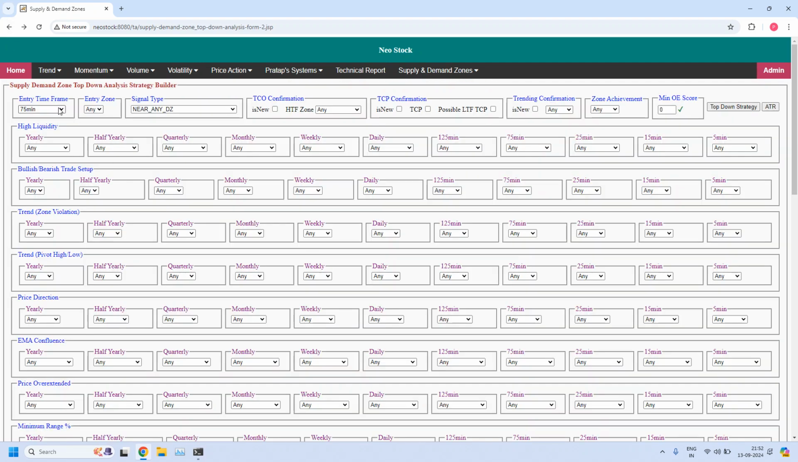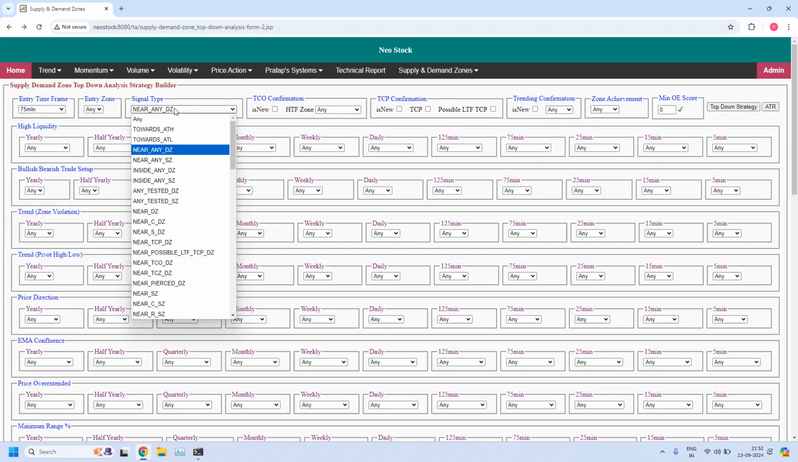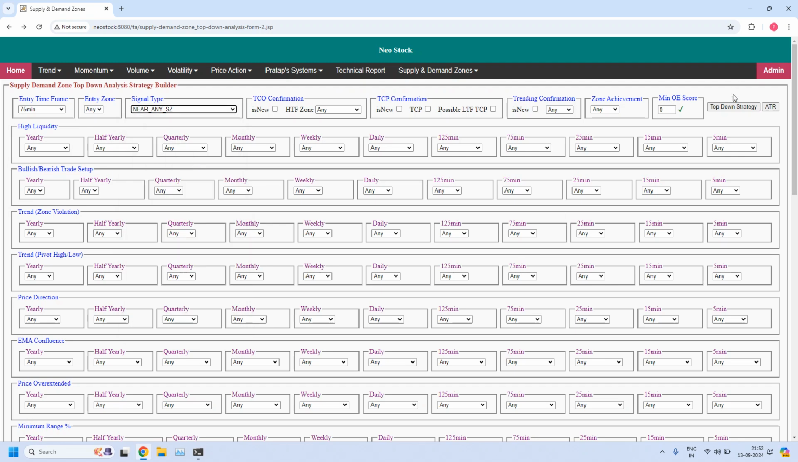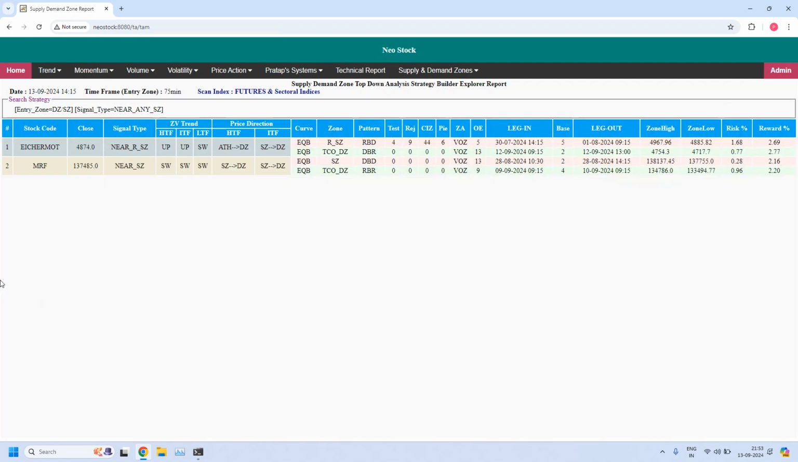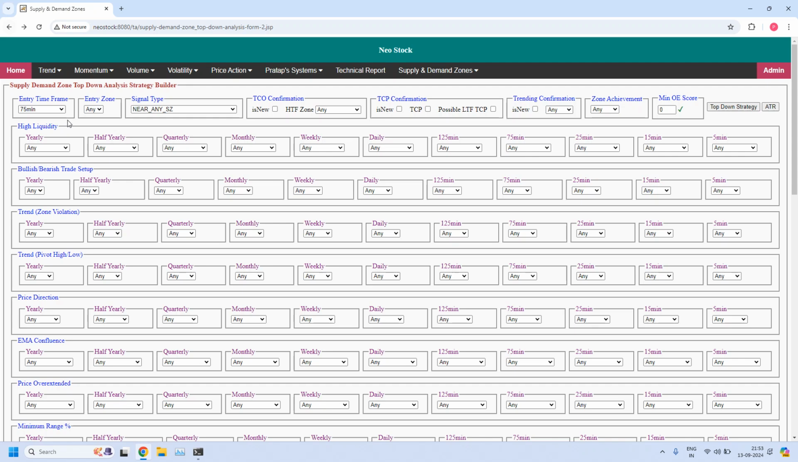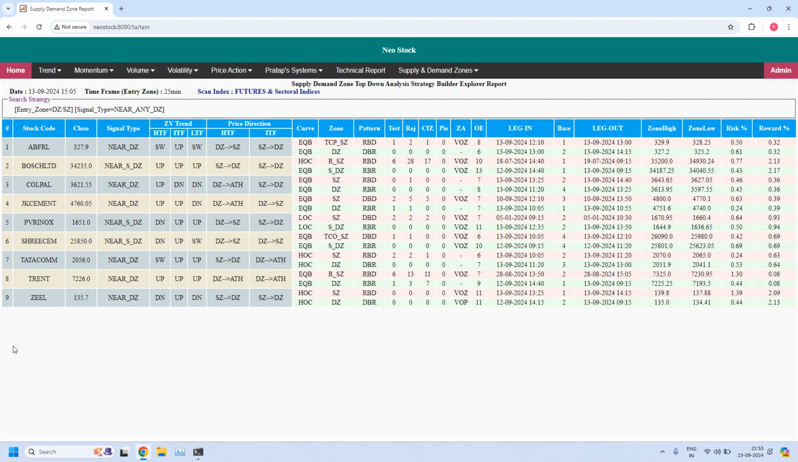So next, for 75 minutes time frame, let us find the stocks near 75 minutes supply zone. 2 stocks are filtered. In that, one is not a valid zone, already pierced. So we don't have any 75 minutes high liquidity supply zones from this list. Okay, the next time frame is 25 minutes. Let us find the stocks near 25 minutes demand zone. 9 stocks are filtered.